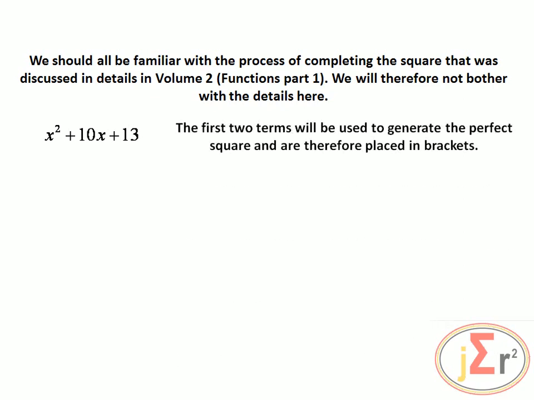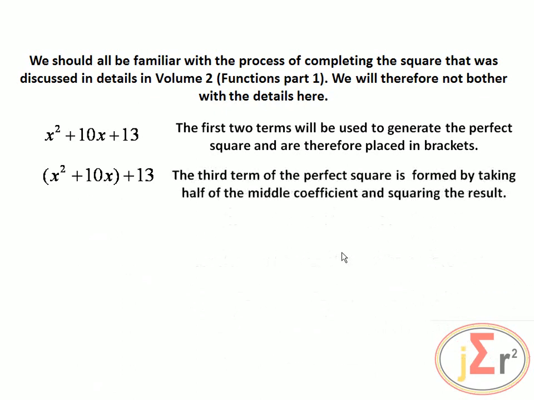The first two terms will be used to generate the perfect square and are therefore placed in brackets. So we have these two terms placed in brackets right there. The third term of the perfect square is formed by taking half of the middle coefficient and squaring the result. The middle coefficient is 10. Half of 10 is 5. When we square 5, we get 25.